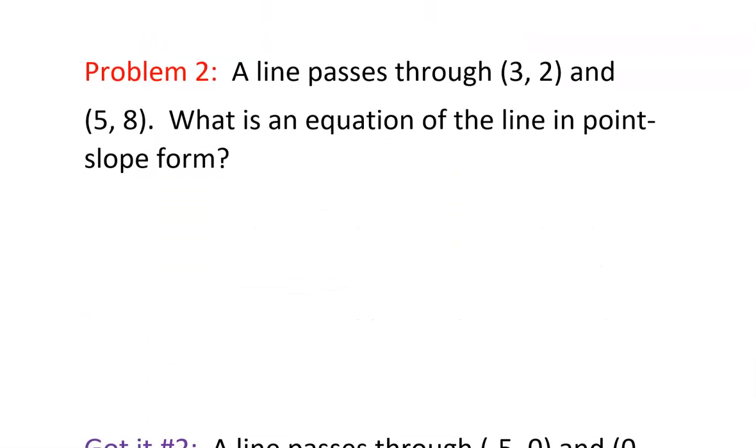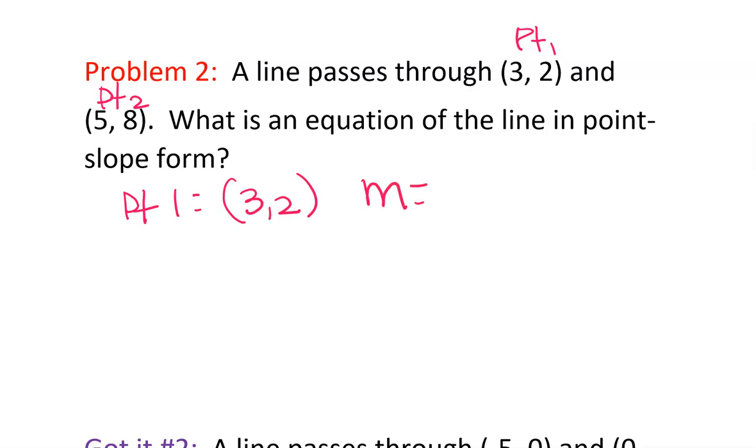Problem number 2. A line passes through 3, 2, that's point 1, and 5, 8, that is point 2. What's an equation of the line in point-slope form? So the first thing we're going to do is pick a point that we want to use. Let's pick point 1. It doesn't matter if you picked point 2. So we're going to use 3, 2. And generally you have the slope, but this time you don't. So we're going to use these two ordered pairs to get our slope, and then we can plug them in.